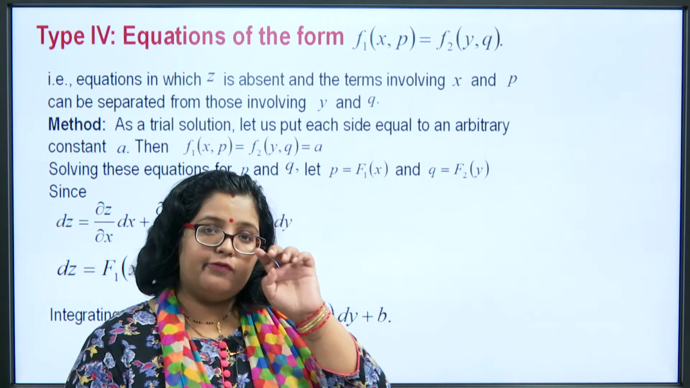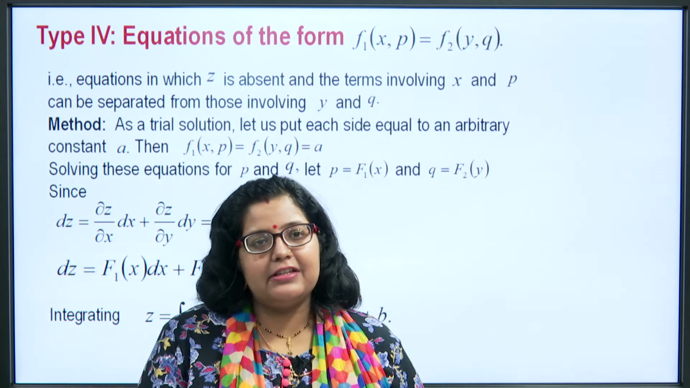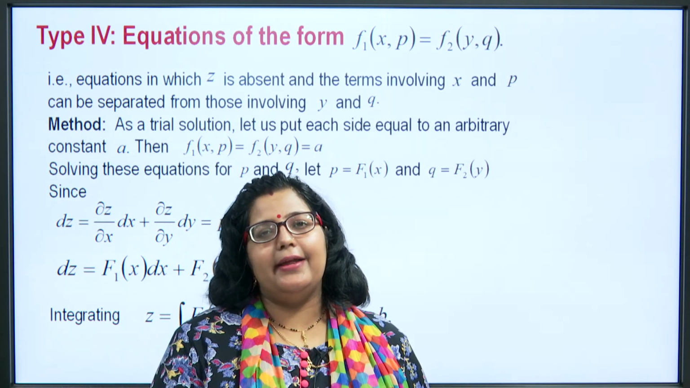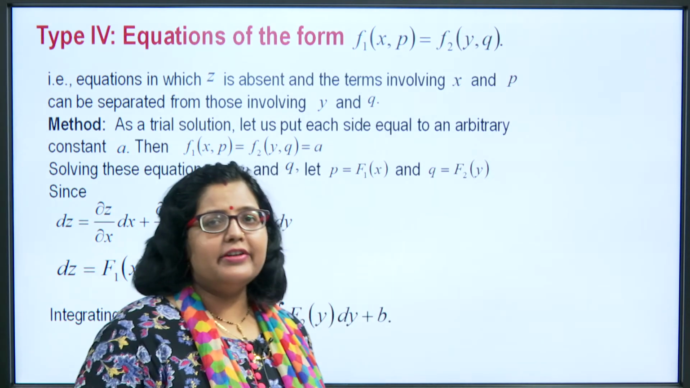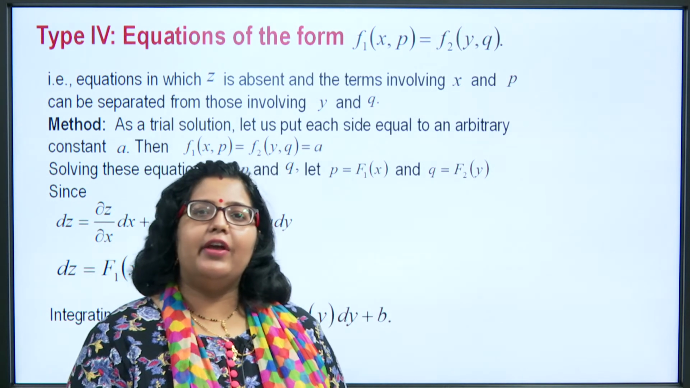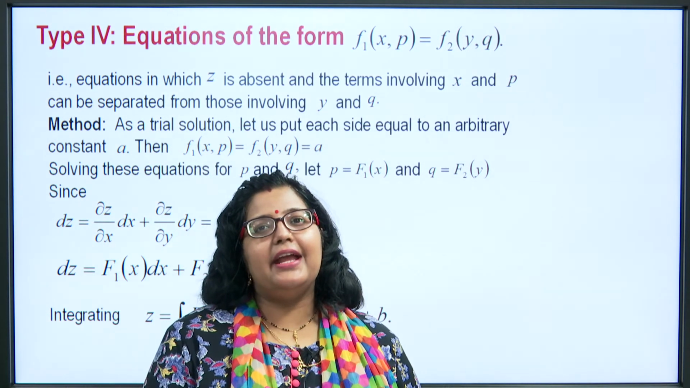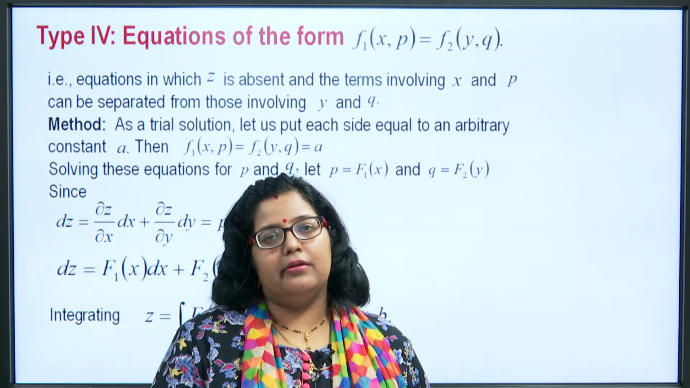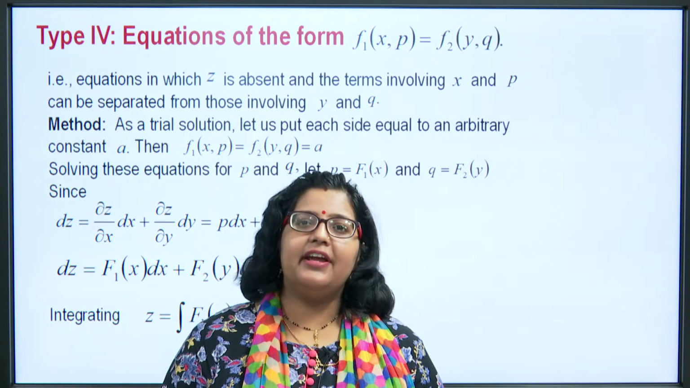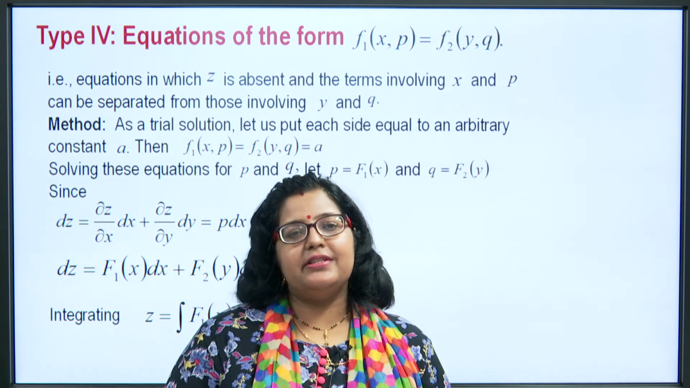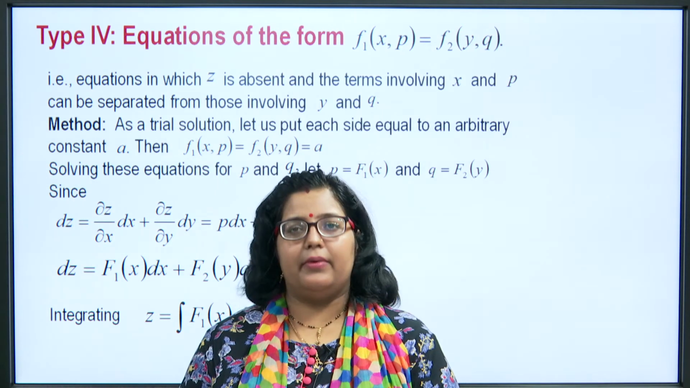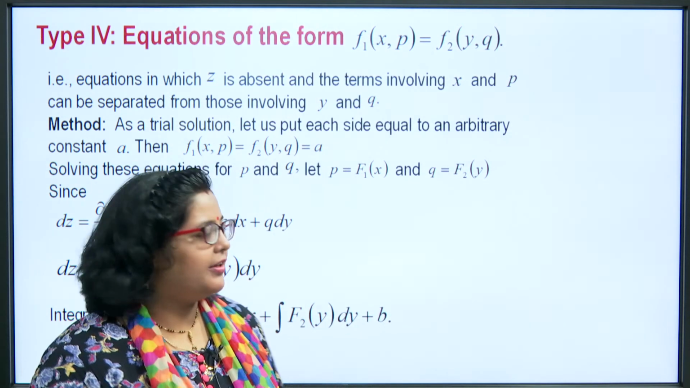What is type fourth? We have studied type first, type second, type third, and now we will study type fourth. What do we say about type fourth? If the equation contains p, x and q, y variables but not z, and the equation can be written as xp on one side and qy on the other side, equal to A, we can solve this.